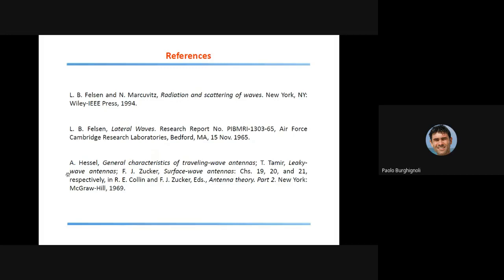In particular, as concerns leaky waves and leaky wave antennas, the best references are those by Hessel and Zucker, in the classical book edited by Collin and Zucker, Antenna Theory of 1969. It's an old book, but it's still one of the best references, in particular on the class of traveling wave antennas, which contains, as particular cases, the leaky wave antennas and the surface wave antennas.